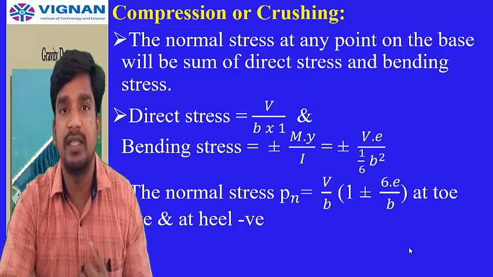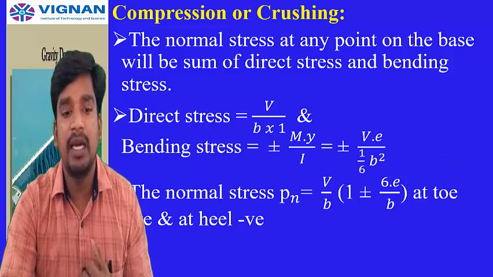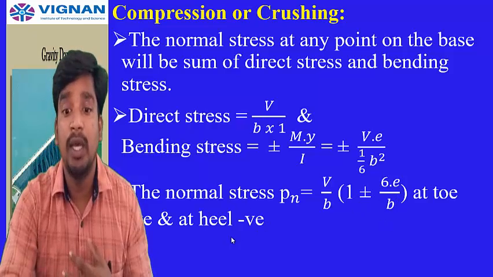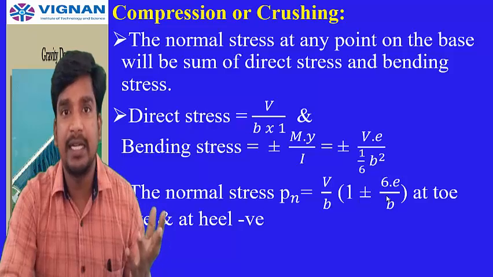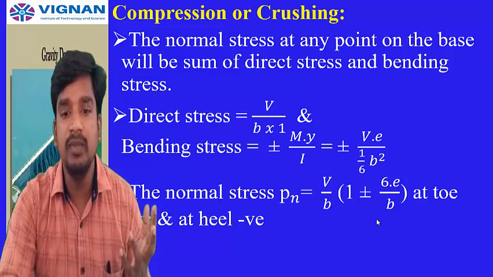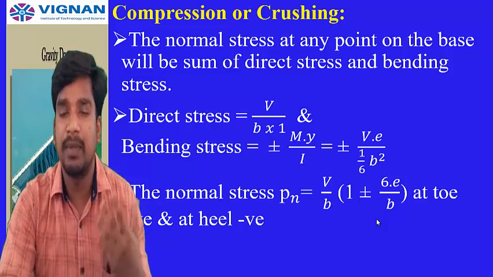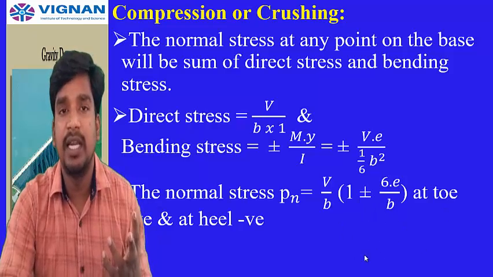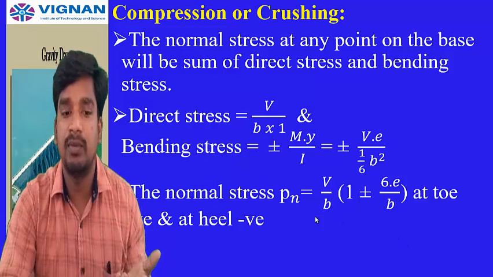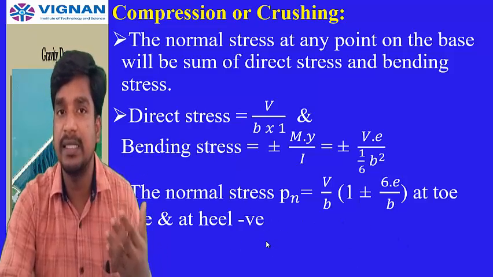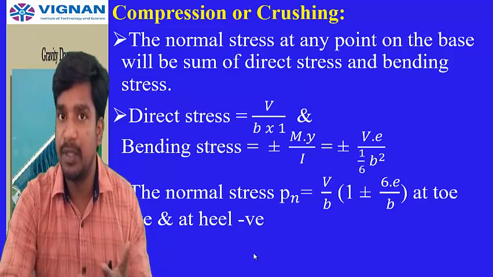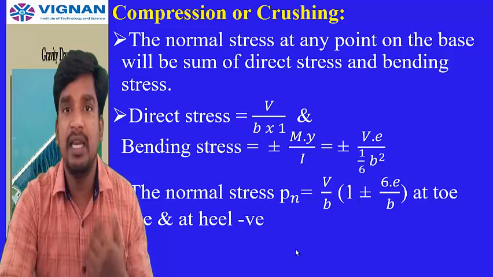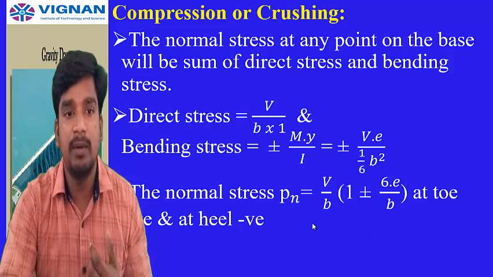So here plus or minus is considered because at toe we will get the positive value, 1 plus 6e by B, and at heel we get negative, 1 minus 6e by B. So at toe this is positive, so we will get compressive stresses, and at heel we will get negative stresses, what we call tension stresses. So positive indicates compression forces and negative indicates tensile forces. Now let us move on to the further.